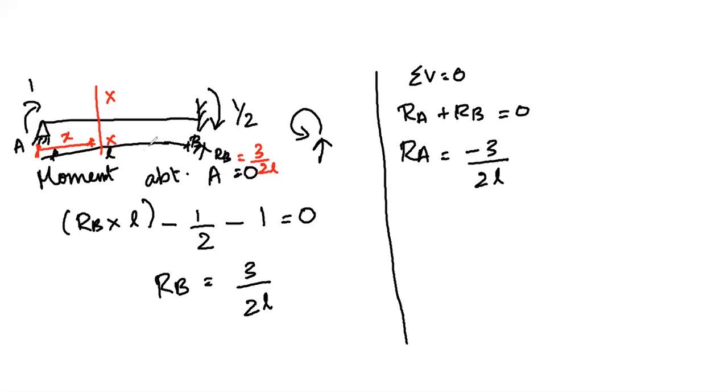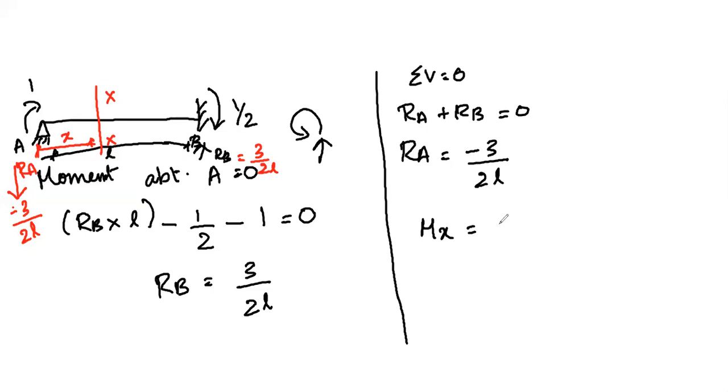Your sign convention would otherwise be wrong, so here RA is acting in the downward direction and its value is minus 3 by 2L. Now, before applying Macaulay's method, we have to find the moment about this section. For that, I am going to take the moment about the section we considered, XX. We can choose either side of the section, either the left portion or the right portion. It will be easy to take the left portion.